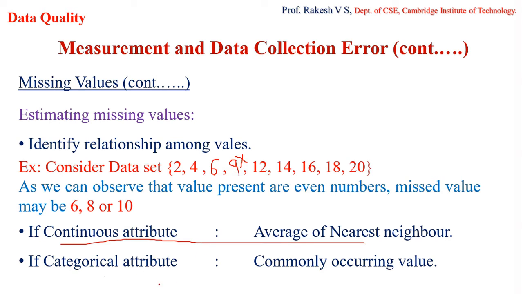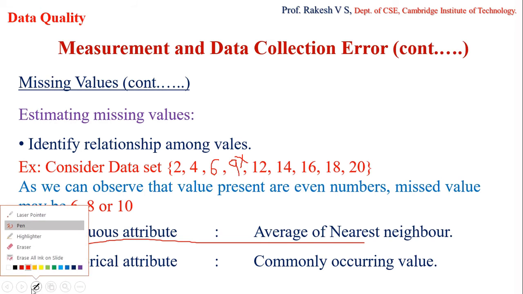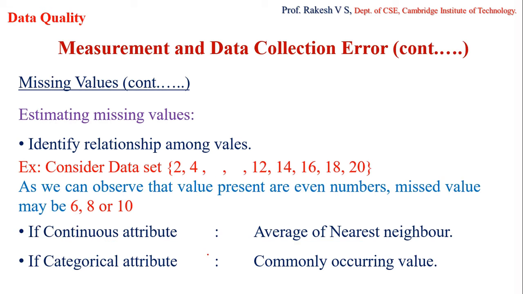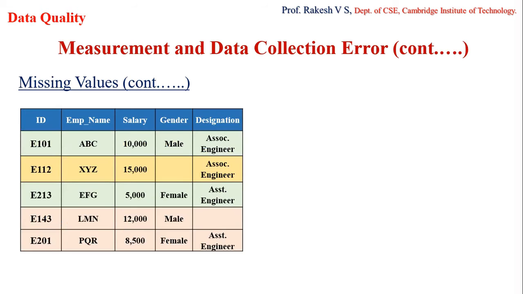Now, if it is a categorical attribute, what I'll do is take the commonly occurring value and put it there. When I say commonly occurring, it is nothing but the frequently occurring names in that particular list, and I'll be taking that, or I'll be estimating it.